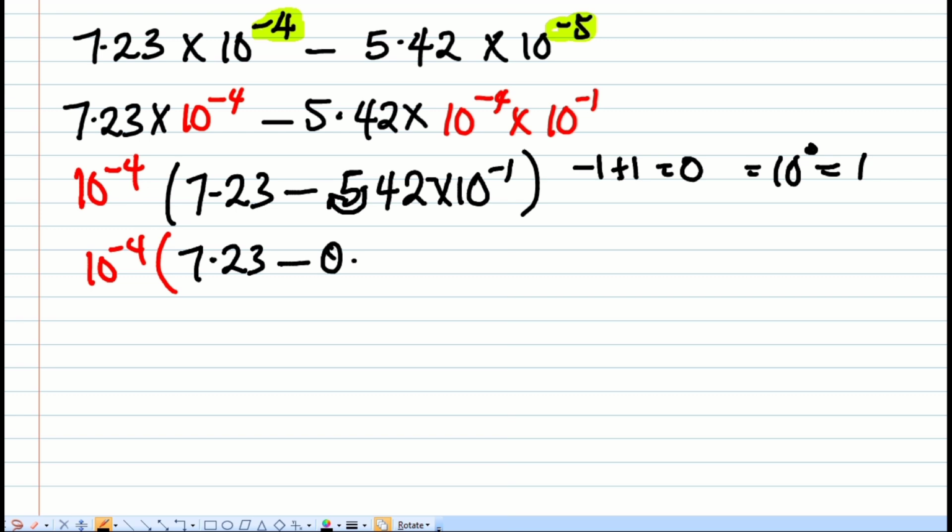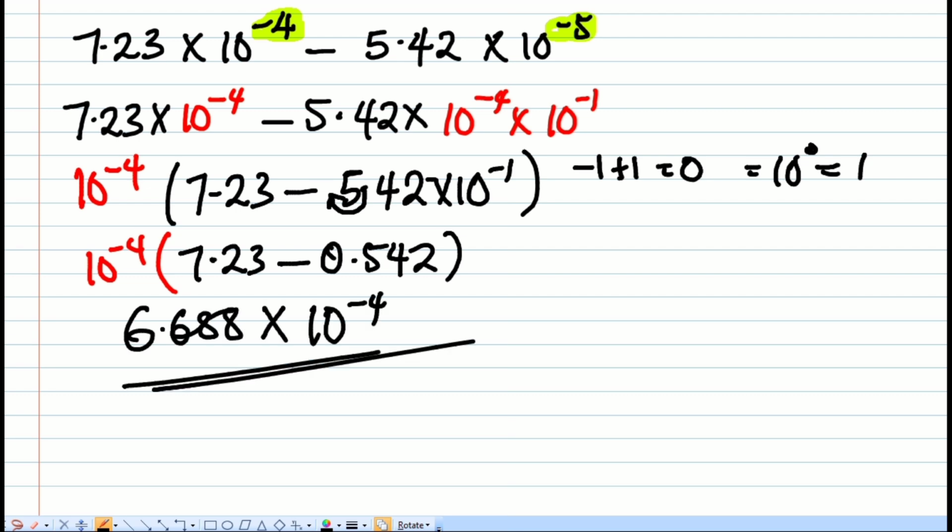So when I do this, it's going to be 0.542. That's what we have there now. So let's subtract 7.23 minus 0.542. Subtracting, we have 6.688 times 10 raised to the power minus 4. And this is our final answer. So anytime the powers of 10 are not the same, you just have to apply the laws of indices.